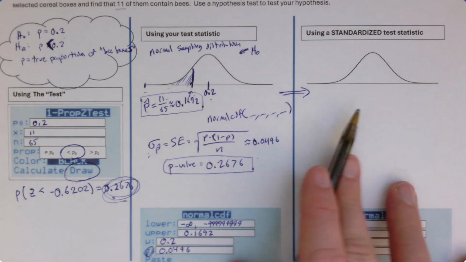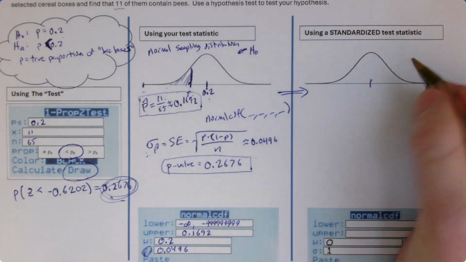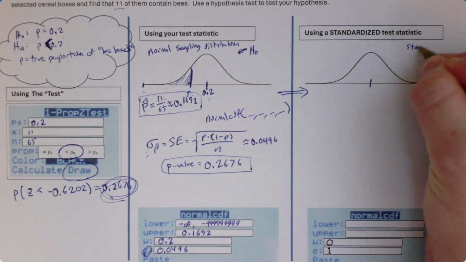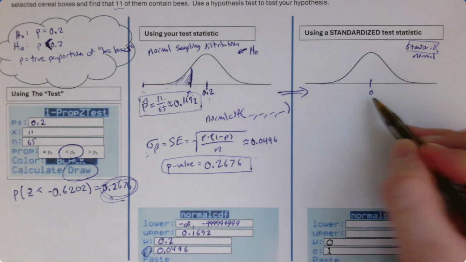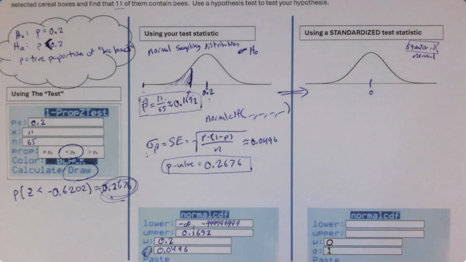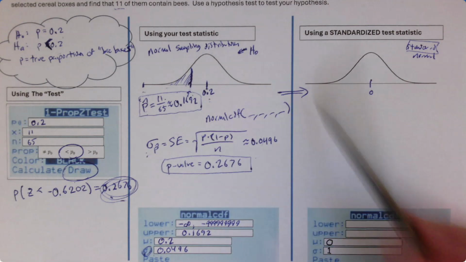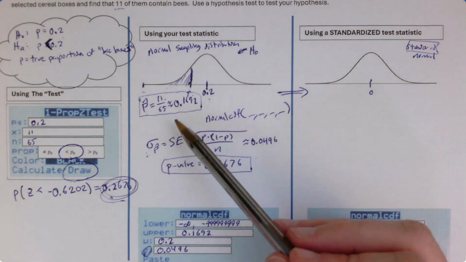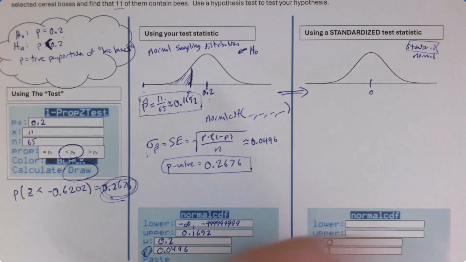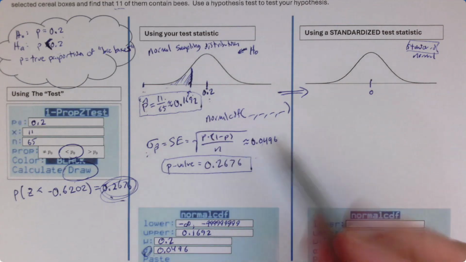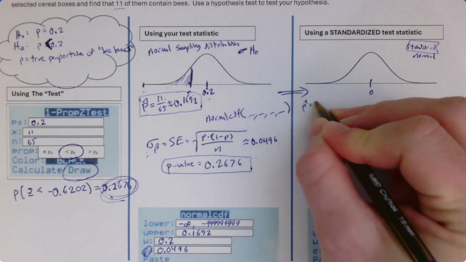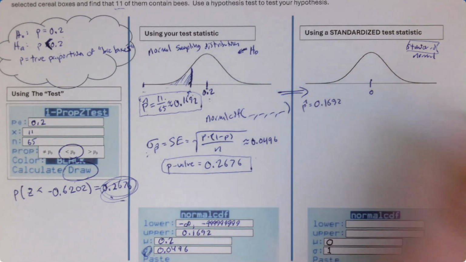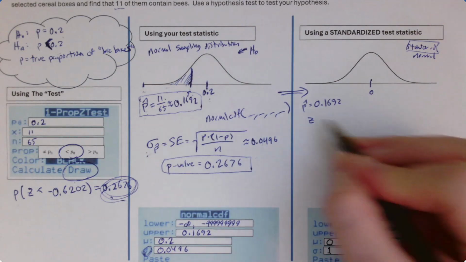The traditional way of doing it is we're going to use the standard normal distribution. And the standard normal distribution is a normal distribution, but it's centered at 0 with a standard deviation of 1. You can think about this as a distribution of z-scores for whatever normal distribution you might be thinking about. So what we're going to do is take our p-hat, which was 0.1692, and use it to find the z-score.